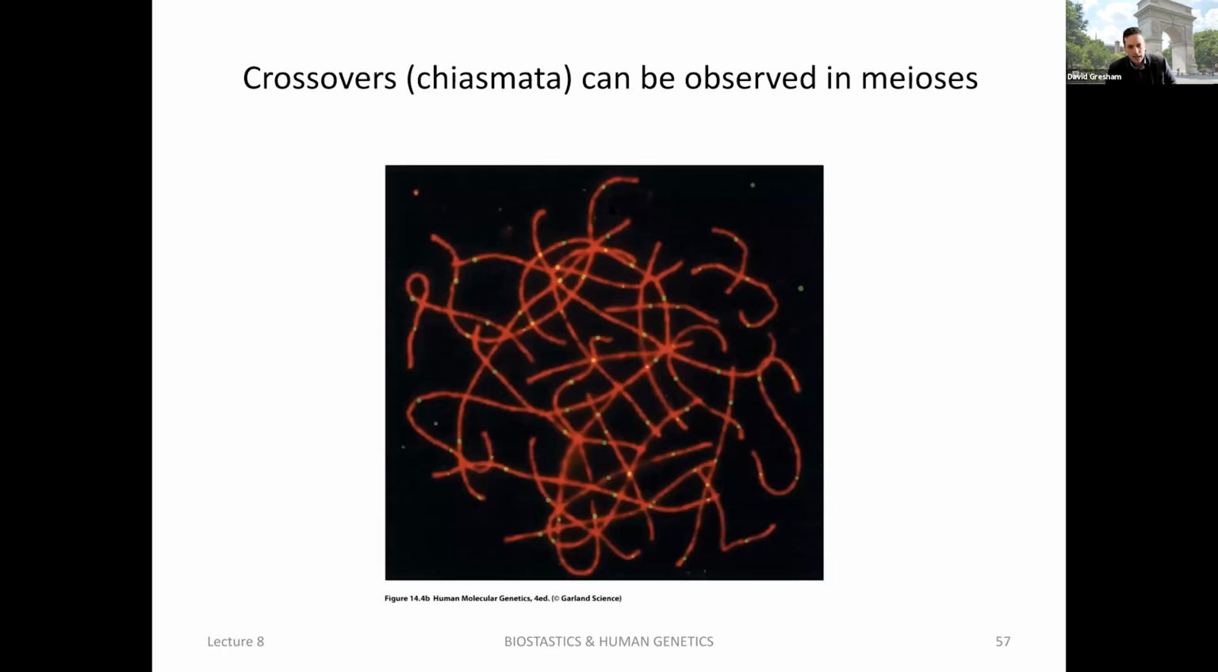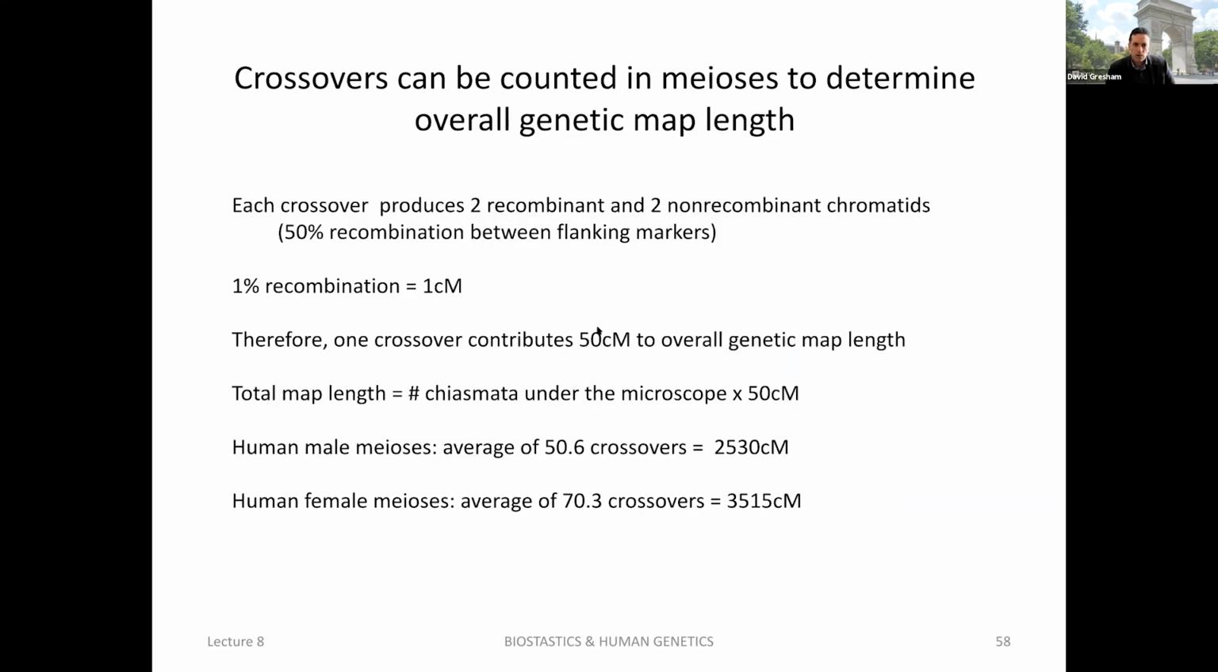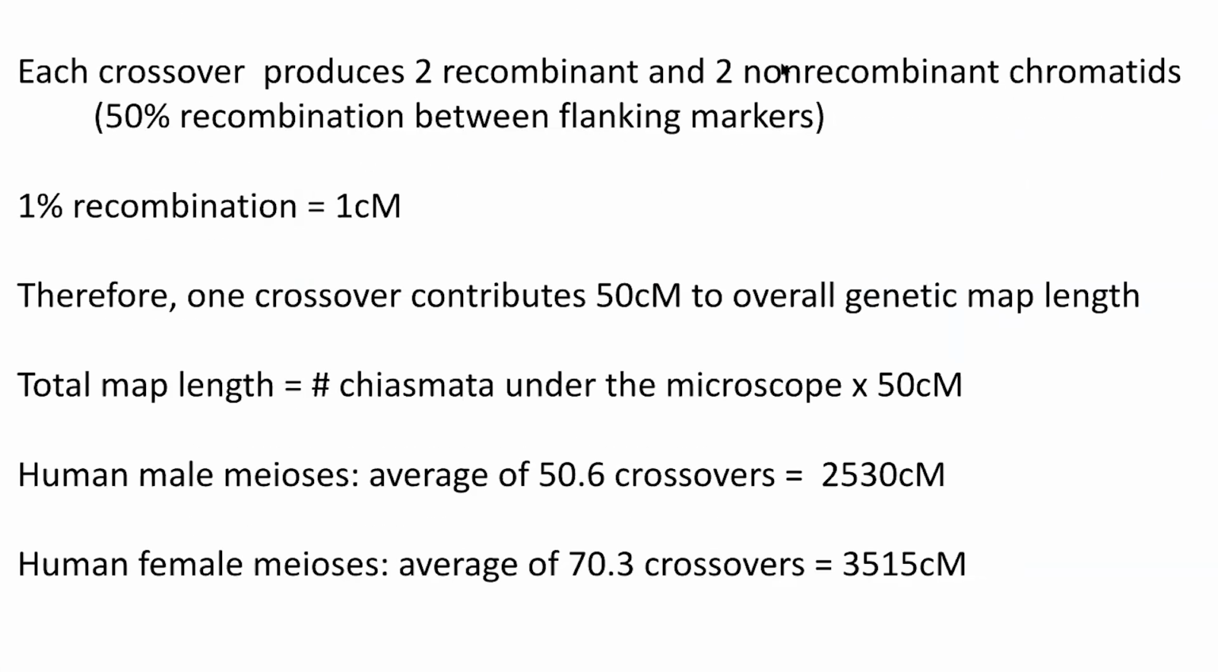Or you can stain using different stains. And here we're staining with a protein that localizes to the crossover events. And you can actually look under the microscope in male gametes and count how many crossovers there are. Each crossover is going to produce 2 recombinant and 2 non-recombinant chromatids, so we're going to have 50% recombination. We know that 1% recombination equals 1 centimorgan. And so one crossover contributes 50 centimorgans to the genetic map length.